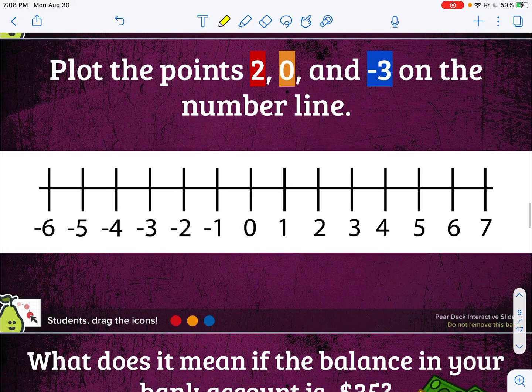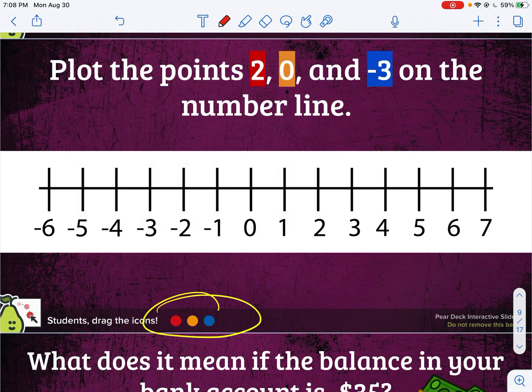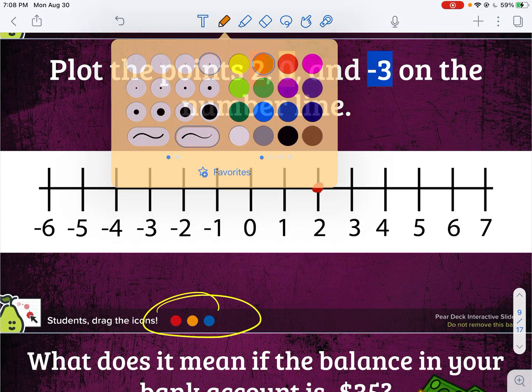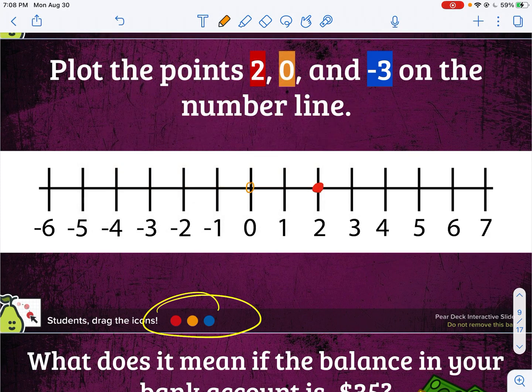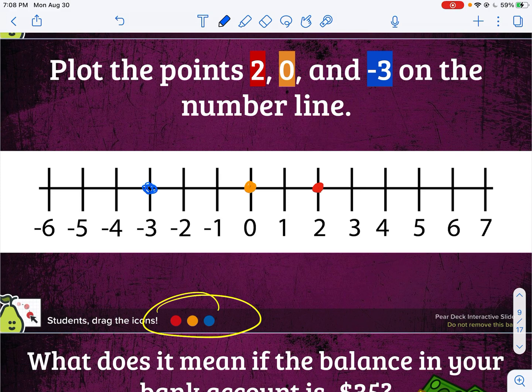This next one, you're going to drag the points that are at the bottom and put them on the number line. Stop the video and do this. So you should have gotten 2. The orange dot should be at 0. And the blue dot should be at -3.